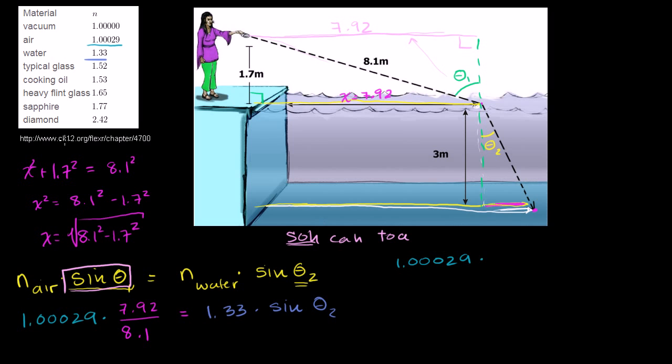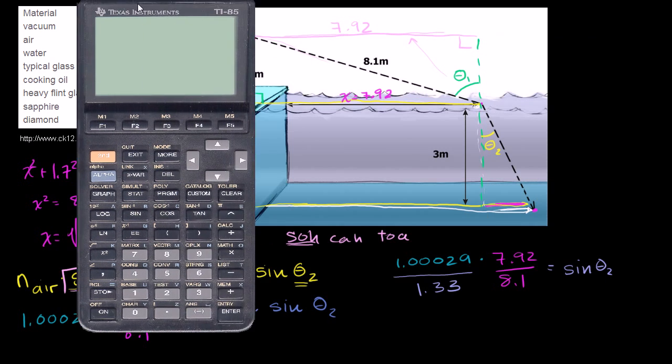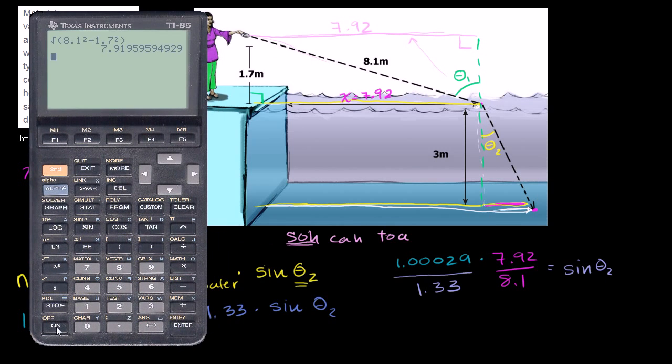1.00029 times 7.92 over 8.1. And we're also going to divide by 1.33. That is going to be equal to sine of theta 2. So let's figure out what that is. Let's get the calculator out.